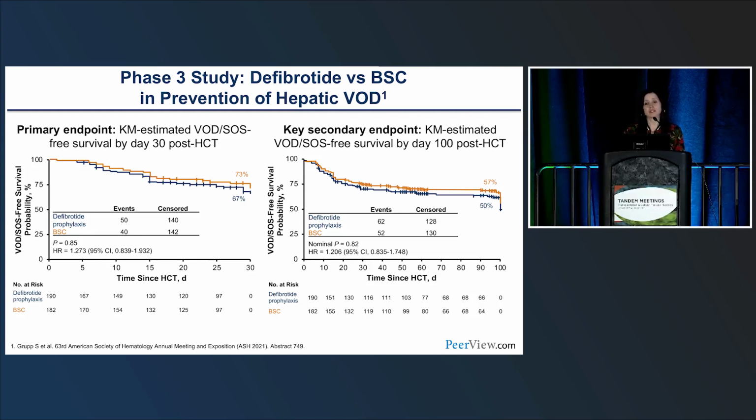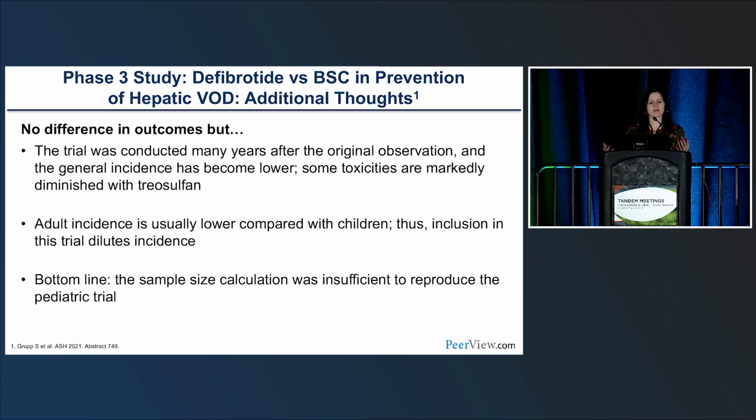That experience wasn't mirrored in the phase 3 defibrotide versus standard of care study for preventing VOD. We can look at these slides, and on the left is the VOD-free survival probability. You can see in the patients who received prophylaxis and those who did not, no significant difference. That was at 30 days, and the second curve looks at day 100. So the question is, why wasn't there a difference? Can we learn something more from that trial? Does that just mean it doesn't work?